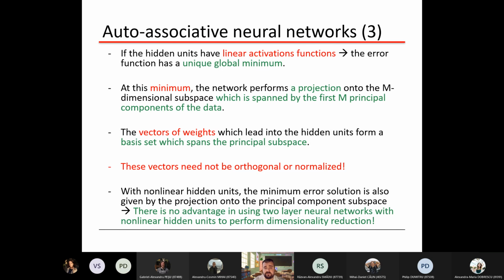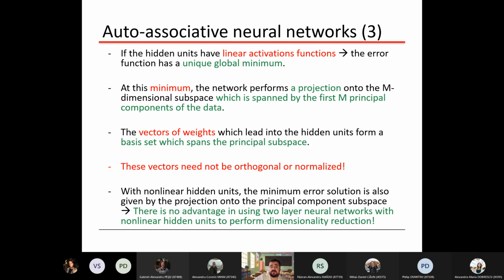If the hidden units have linear activation functions, the error has a unique global minimum. At this minimum, the network performs a projection onto the M-dimensional subspace, which is spanned by the first M principal components of the dataset, and the vectors of weights which lead to the hidden units form a basis which spans the principal subspace. Note that the vectors need not be orthogonal or normalized, because you don't have this constraint as you have in normal PCA.